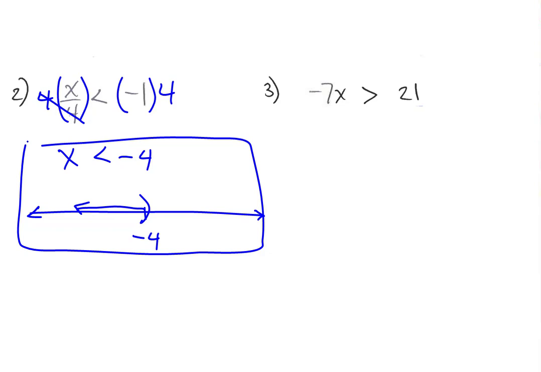Let's try another example. This one begins as negative 7x is greater than 21. So in other words, the inequality sign is the alligator trying to eat the negative 7x. Well, we want x alone to have this solved, and algebraically, as we've seen with equations, we can just divide by negative 7 to get that x alone.